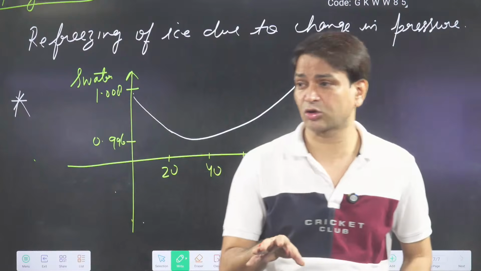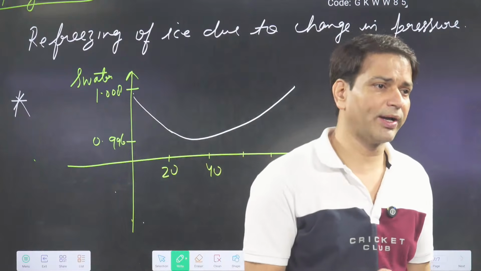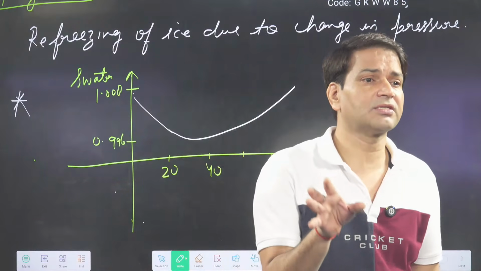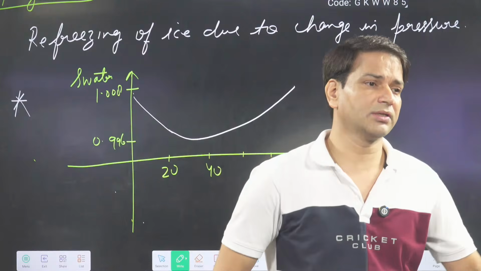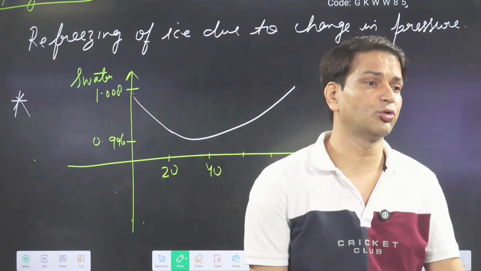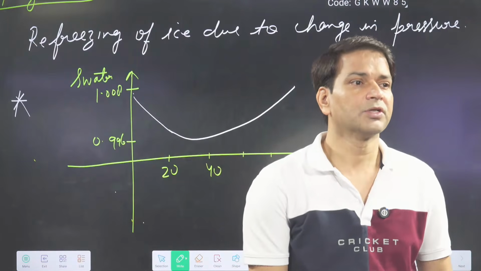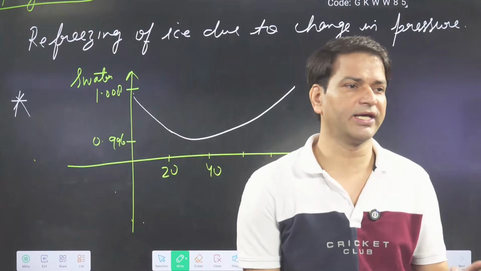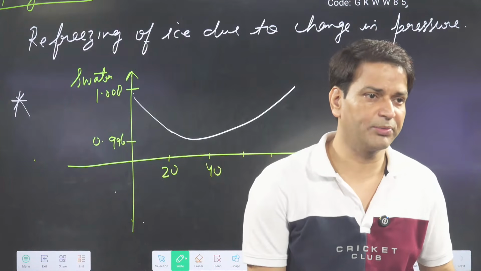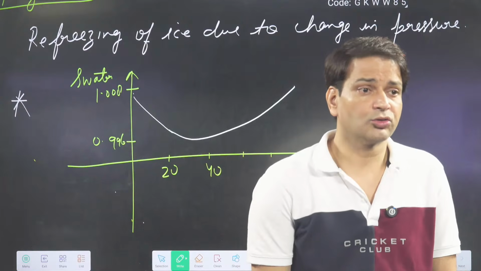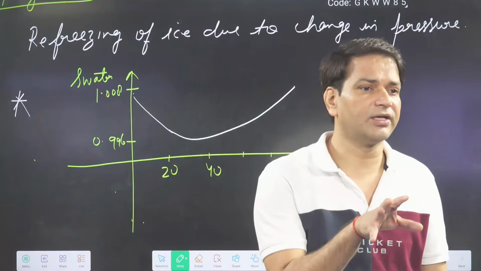Radiation is the fastest because it is an electromagnetic wave, which travels with a speed of 3 into 10 to the power 8. It can even travel in a vacuum. So whether a medium is there or not, radiation can travel, because it is an electromagnetic wave. So radiation is the fastest mode of heat transfer.